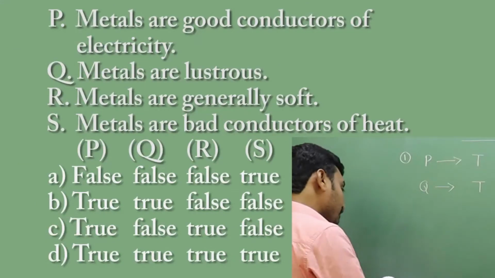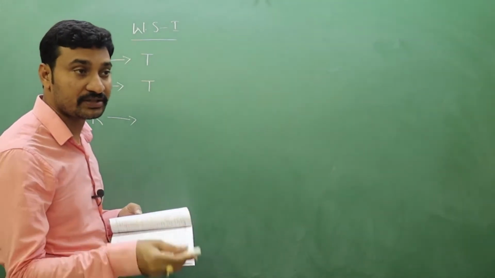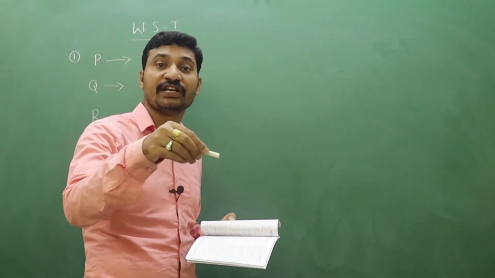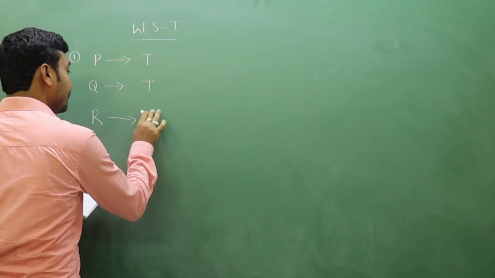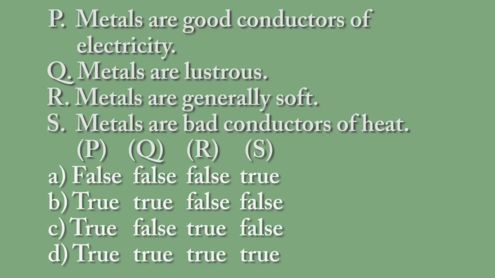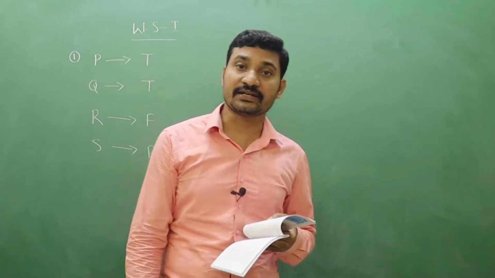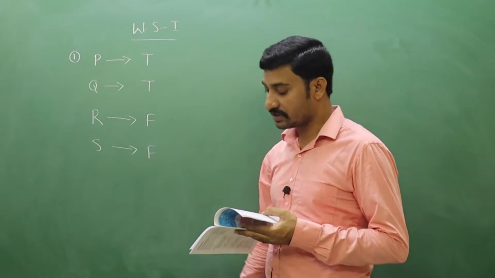Next, statement R. Metals are generally soft. This statement is not true. Why? Because metals are generally hard, except some metals. Example, sodium, potassium, group 1A metals. They are soft. Otherwise, generally metals are hard. So statement R is false. Last statement, S. Metals are bad conductors of heat. No, metals are good conductors of heat and good conductors of electricity. So statement S is also false. Hence, which option is correct? Option B. Statements P and Q are true, R and S are false.